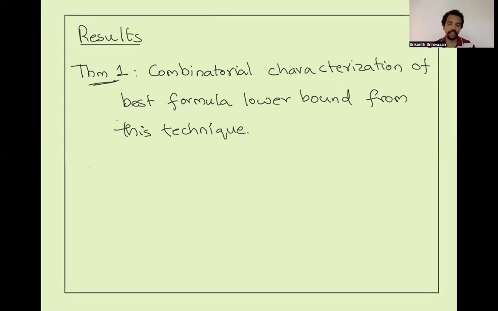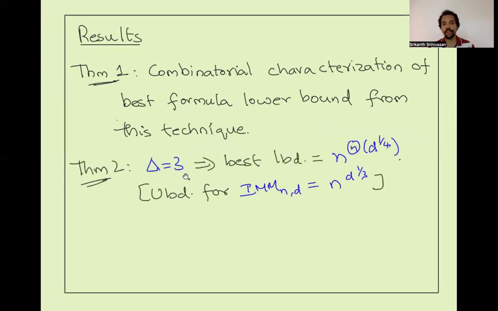In the remaining results, we put this combinatorial characterization to use. In particular, for the setting of product depth 3, which is the first interesting case for us, we show that this combinatorial characterization can at best prove a lower bound of n to the d to the 1/4. And we show that in fact it can prove a lower bound of n to the d to 1/4. Now, this is interesting for multiple reasons, but the most interesting is that the upper bound for iterated matrix multiplication for product depth 3 is n to the d to the 1/3. So there is a provable gap between the best thing we can hope to prove using this technique and the best upper bound we have. This is not completely positive news. We would have liked to match the upper bounds with our lower bounds, but this example seems to suggest that's not the case.